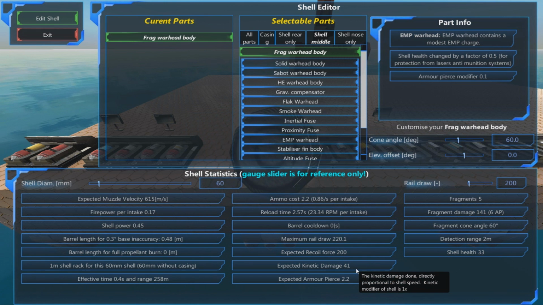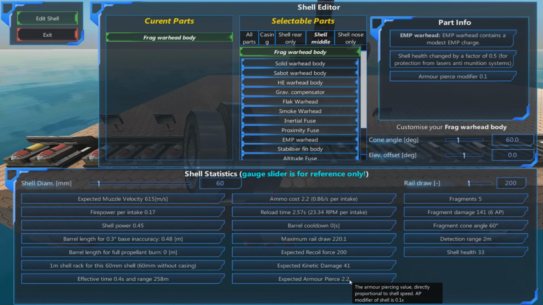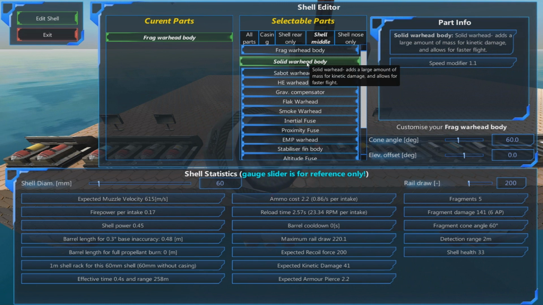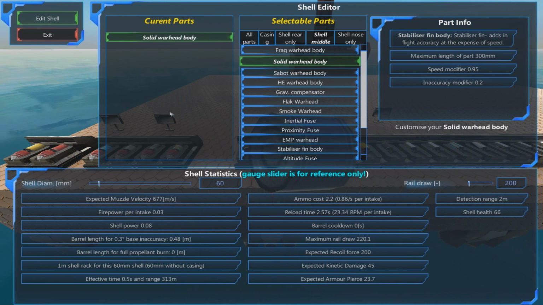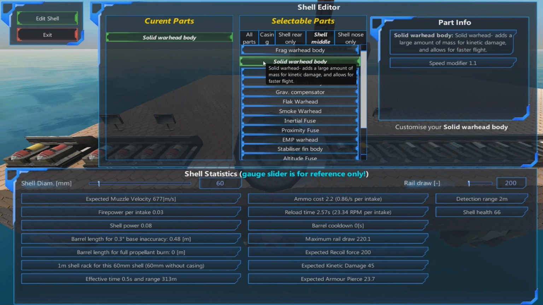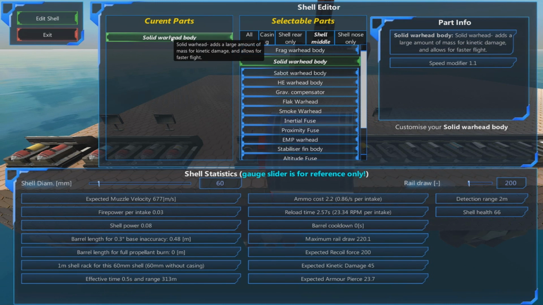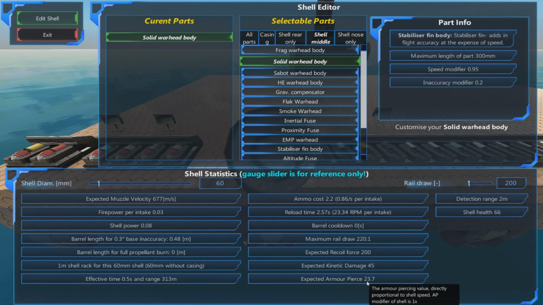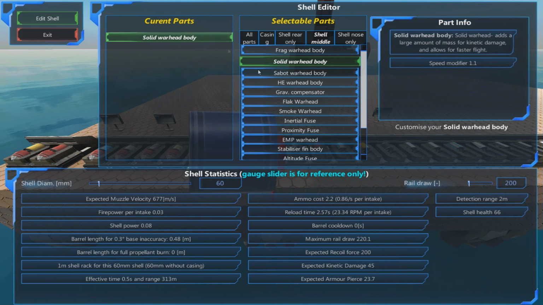615. So kinetic damage right now is pretty garbage, ignoring the damage the fragments do. And the armor piercing is 2.2, which is pretty bad. So if we go to solid warhead, keep an eye on that number. Okay, so the kinetic damage hasn't gone up at all, but the armor pierce has gone up a huge amount. And these things, it doesn't say that as of right now in the tooltip, improve armor piercing as well as kinetic damage. So yeah, if you want a kinetic shell, you're probably going to be using a fair amount of these, or using them a lot anyway.